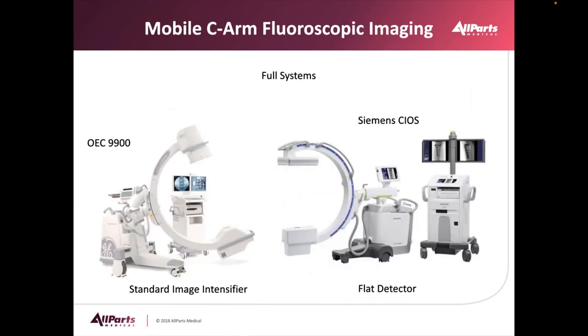There are two different imaging systems within the C-arms today. You either have a system with an II, which is the 9900, or you have a flat panel imaging system, which has a digital detector, like in the Siemens Seos systems.